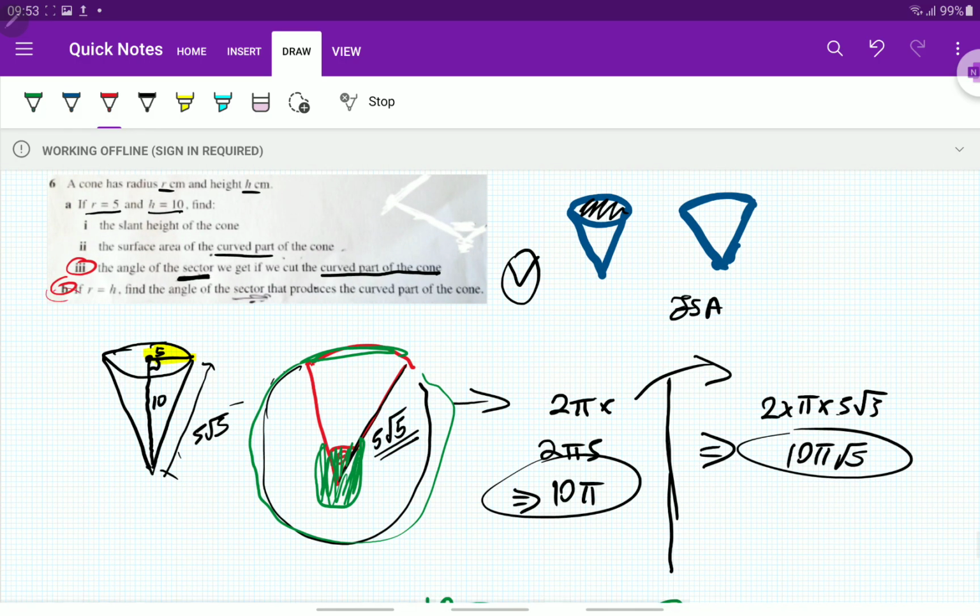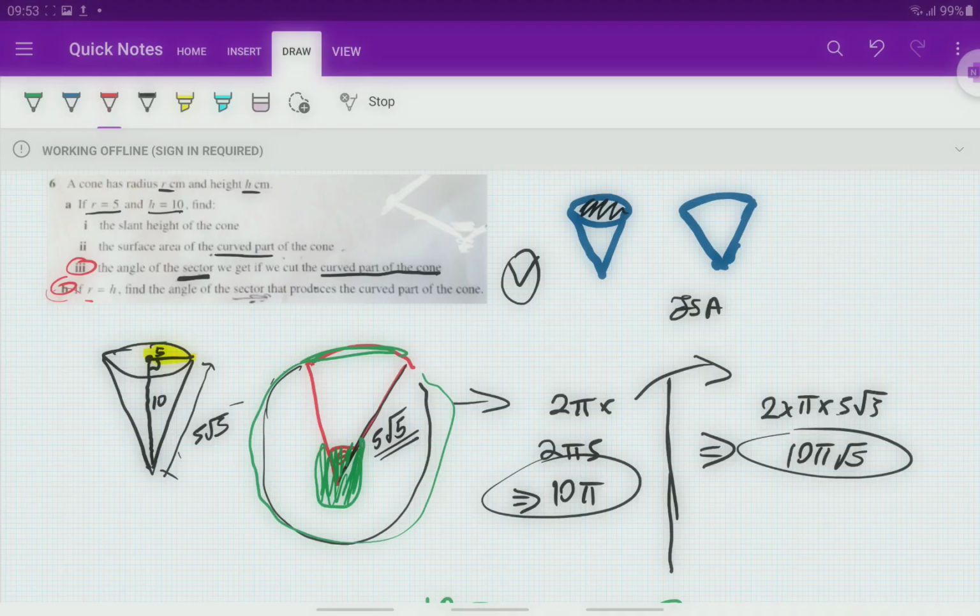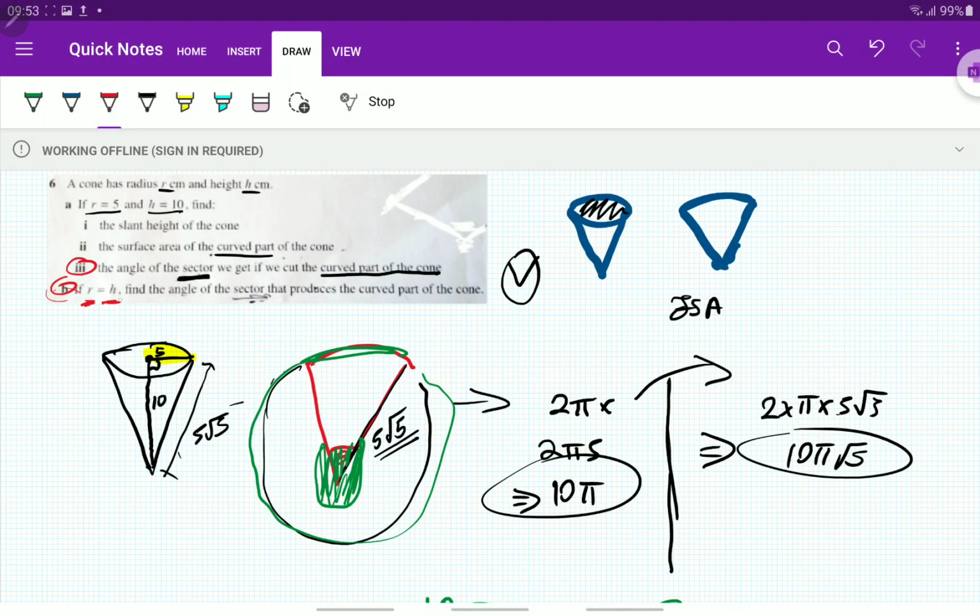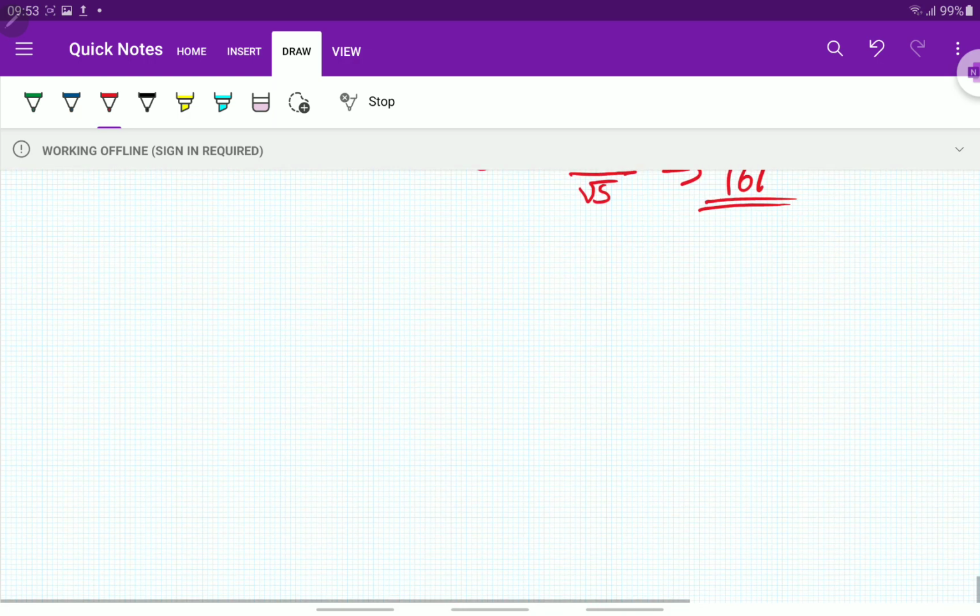Now let's look at B. B is asking us if R is equal to H, find the angle of the sector produced by the curved part. Okay, so it's the same question, but now they're saying the radius is no longer 5, but the radius is 10, because that's what they've told us. Okay. Chalo. So we do the exact same thing again. Pause the video now, try this on your own, and then release it to watch me do it.